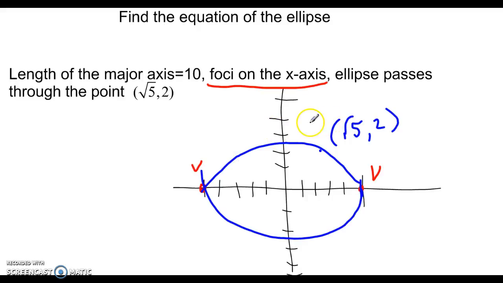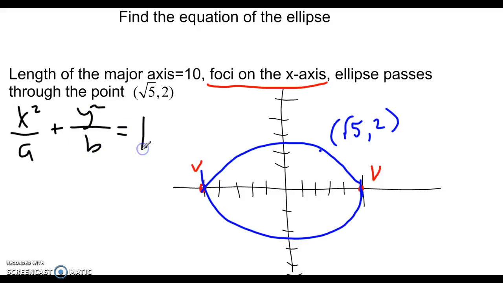We don't know a whole lot of information, but we do know some. If you think about the form of the equation, it's going to be x squared over a squared plus y squared over b squared equals 1. We have x, we have y. We know that this distance is a. So a is 5. I think we know everything but b, so we can plug all that stuff in.